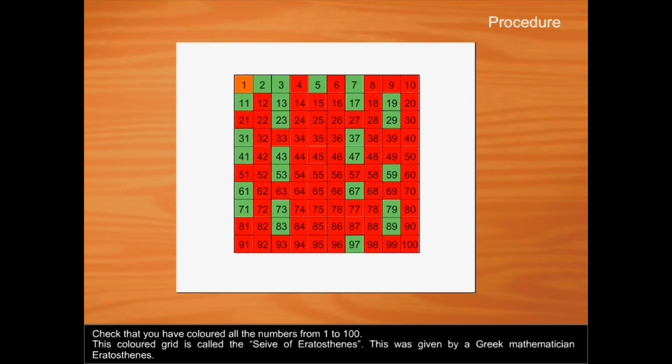Check that you have colored all the numbers from 1 to 100. This colored grid is called the sieve of Eratosthenes. This was given by a Greek mathematician, Eratosthenes.